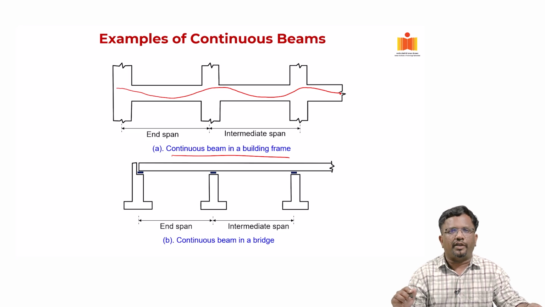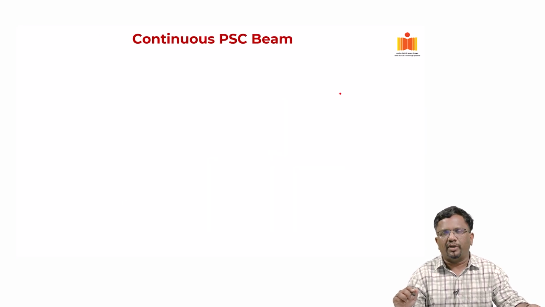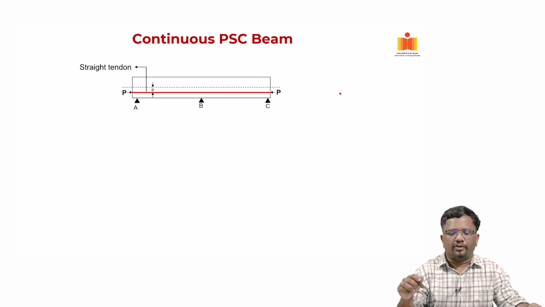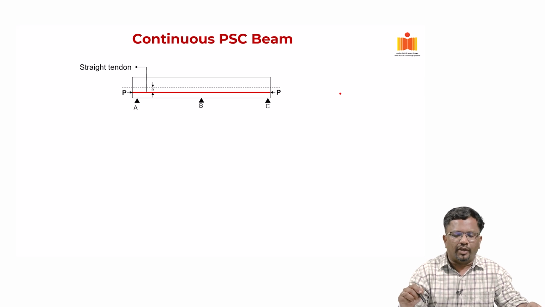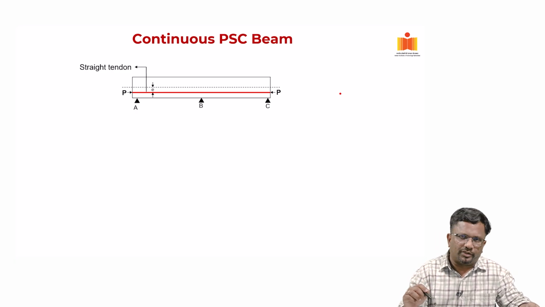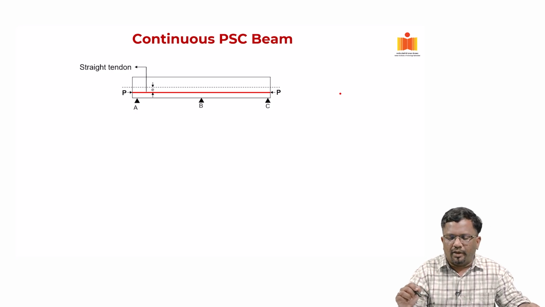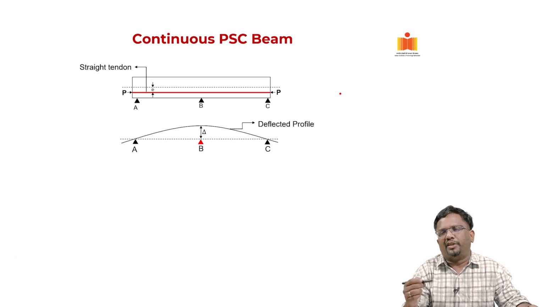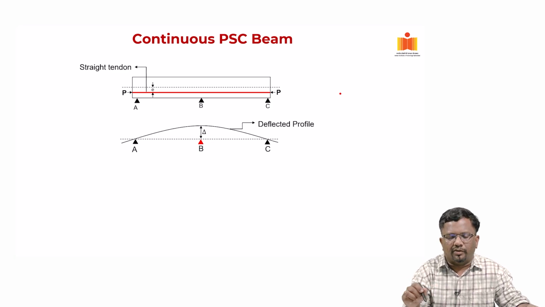Now, let us look in detail at what are the advantages and disadvantages of a continuous pre-stress concrete beam. Okay. So, you see here in a continuous pre-stress concrete beam, we have a straight tendon like this. So, what is going to happen here is you have a tendon with, let us say, a constant eccentricity, right. Now, let us say that this is a post tension beam and I have a constant tendon profile with an eccentricity of e.